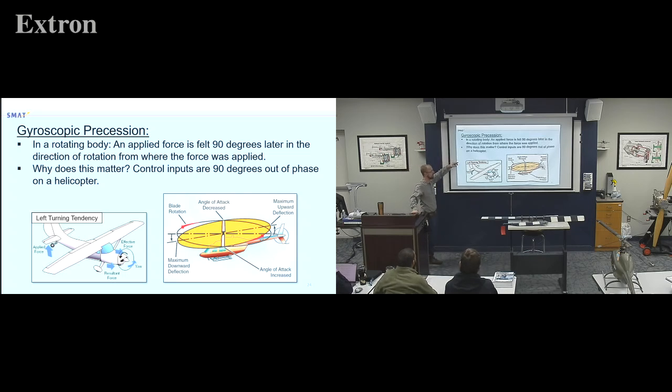Why does it matter? Control inputs are 90 degrees out of phase. So if I want the helicopter to go forward, the inputs have to be put here in order to go here. I'll show you how this makes sense, hopefully, and then you can ask questions. How is this change made? It's by the swash plate. Not squash plate, swash plate.